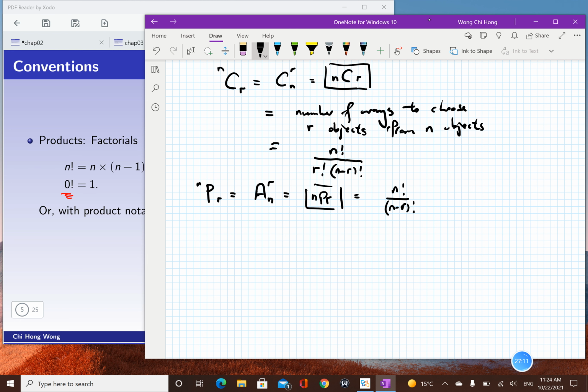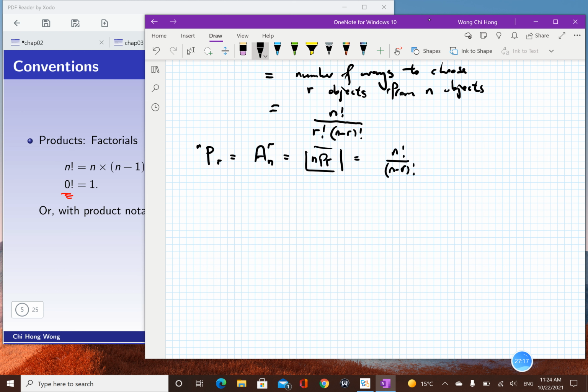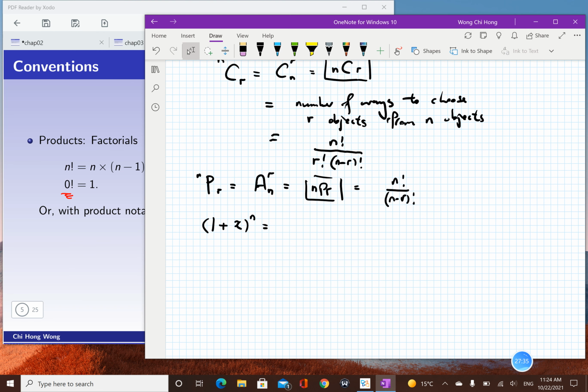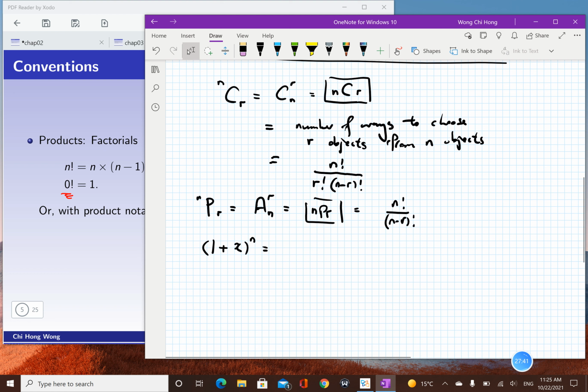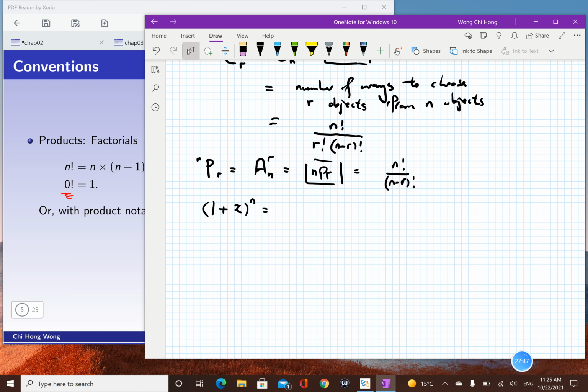Of course, if you did permutation and combination in school, then that's where you would meet them. But for those who didn't do this, you might have come across this object here before, what we call the binomial theorem. If you have seen this before, how do you expand the bracket 1 plus x all to the power n?